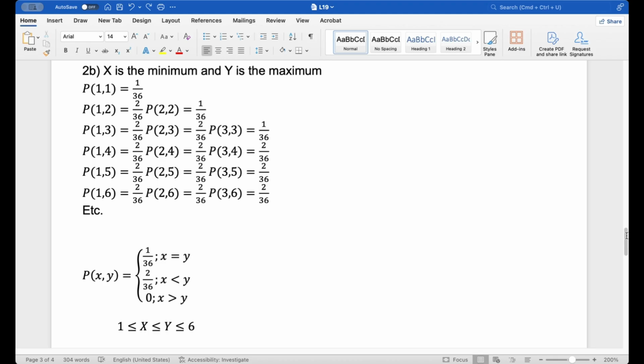Now, the restriction here on X and Y: while technically they both could range from 1 to 6, we know that the maximum is greater than or equal to the minimum. So we could write it in this form: 1 is less than or equal to X, which is less than or equal to Y, where Y is topped out at a possible 6.